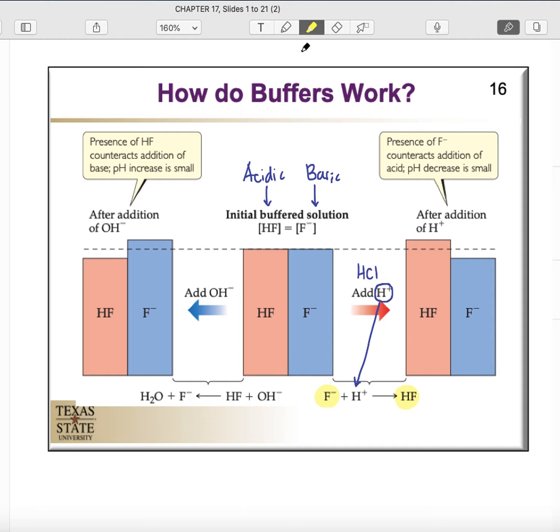Similarly, what happens if I add base? Let's say that I added sodium hydroxide, a strong base. Out of that strong base, the part that is active in its basic function is the hydroxide ion. And that hydroxide ion is going to be reacting with the acidic component of the buffer, right? Because base reacts with acid. And so that's what you see here. The base that we added ended up reacting with the acidic portion of my buffer. And the products of that are going to be water, because the base acts as a proton acceptor forming water, and what's left is the fluoride.